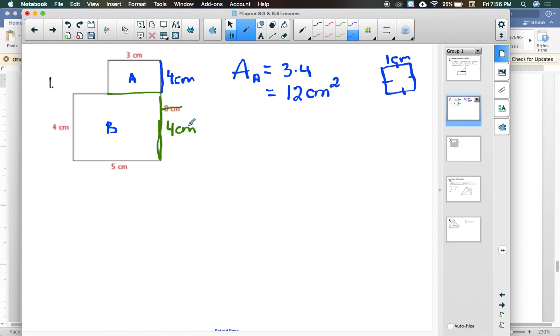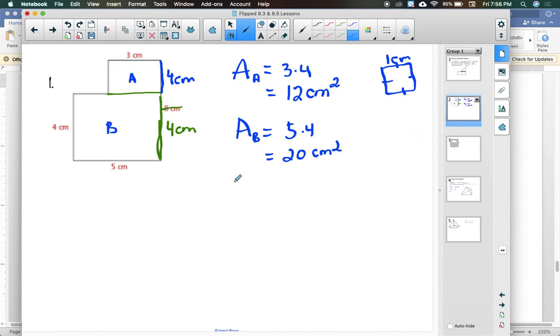Okay, now I'm going to do the same thing for rectangle B. Rectangle B, there's my A for area, my subscript of B that shows I'm talking about shape B. The formula again is base times height. The base is 5, the height is 4. 5 times 4 is 20. And again, our units are square centimeters because we're talking about area.